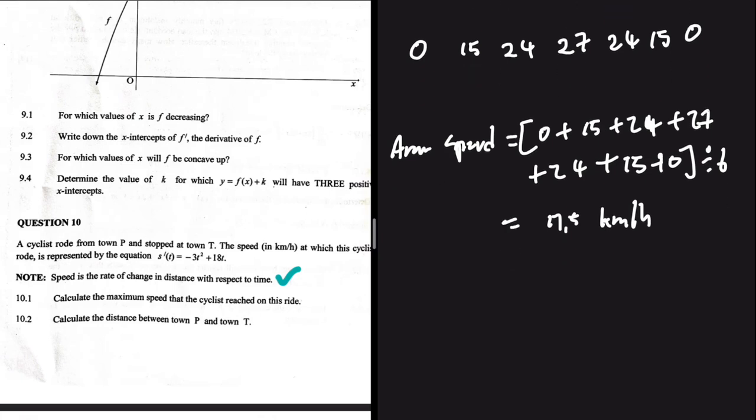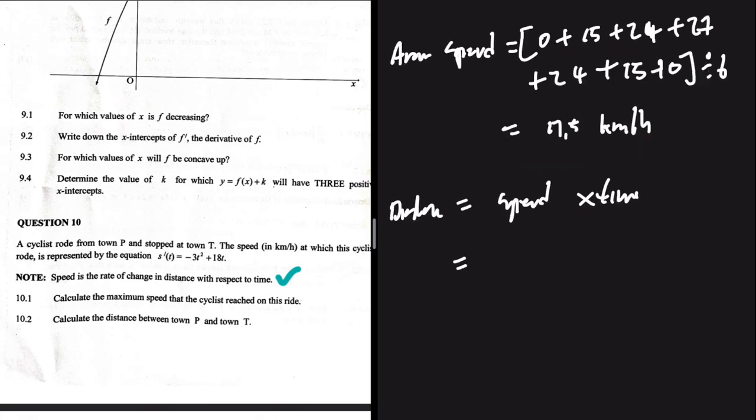So now we can say that the distance is equal to the speed multiplied by the time. So the speed is 17.5. The time is 6 hours.